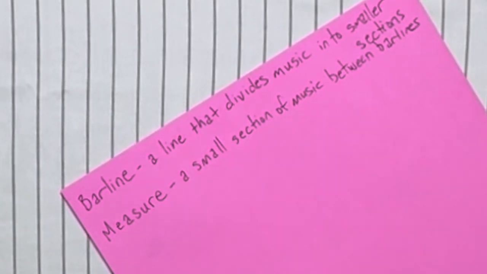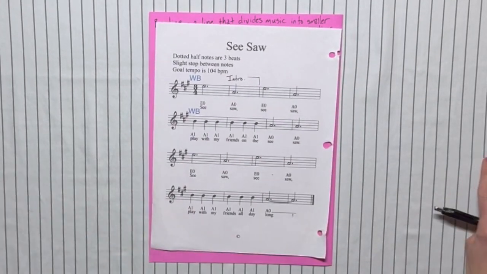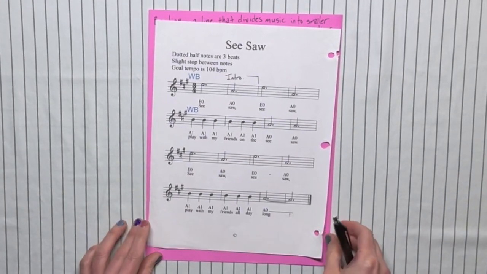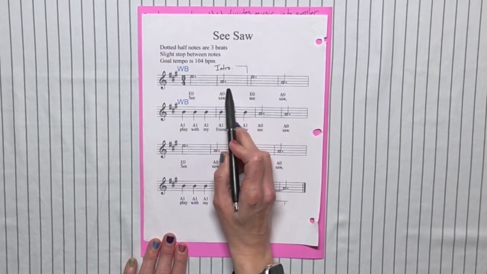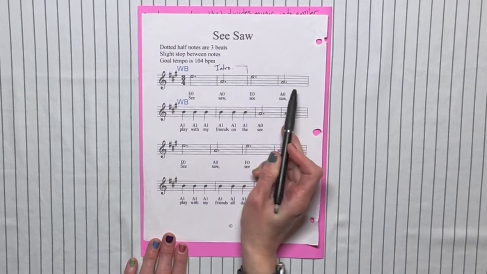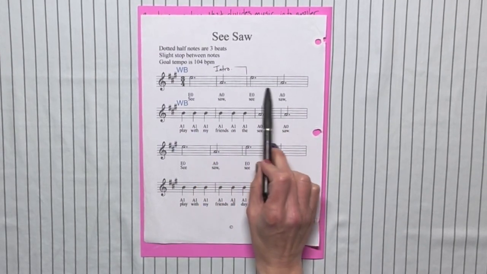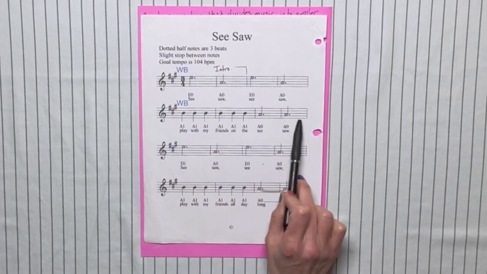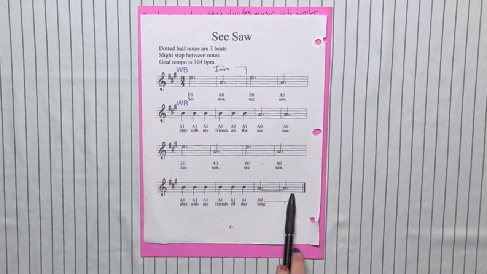Okay, so now that you've written your definition out, let's take one more look at it. So here's the piece I was showing you before. This is Seesaw. So we have measure 1, and then a bar line, measure 2, bar line, measure 3. How many total measures do you see in this? 1, 2, 3, 4, 5, 6, 7, 8, 9, 10, 11, 12, 13, 14, 15, 16.